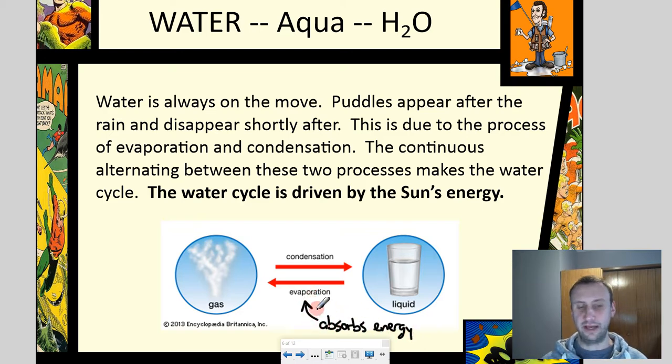So the sun ends up heating up water. The water absorbs that energy. And as a result, it can evaporate. And actually, evaporation takes a large amount of energy, a surprisingly large amount of energy. And then condensation is just when it starts cooling down enough that it turns back into liquid water. And when that happens, it actually releases energy as it condenses.